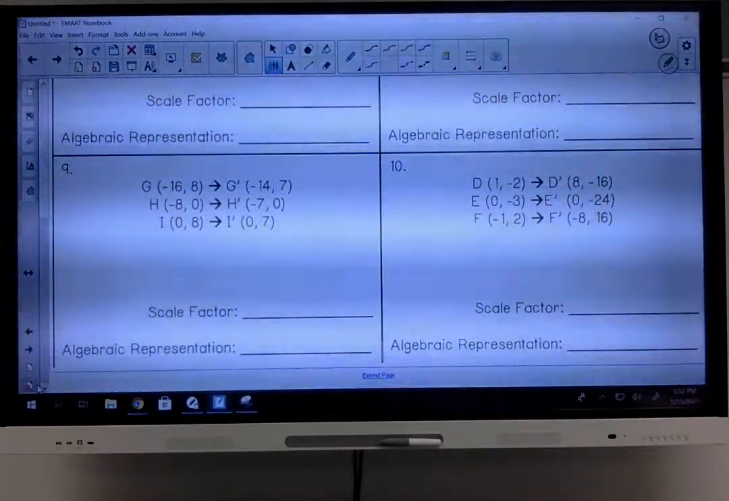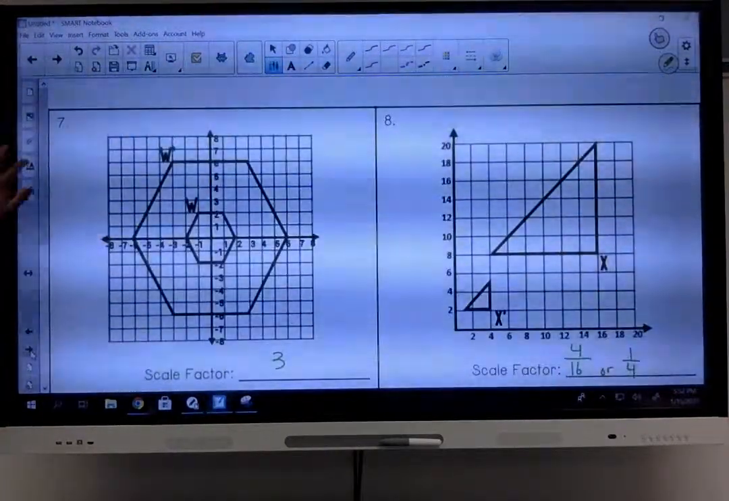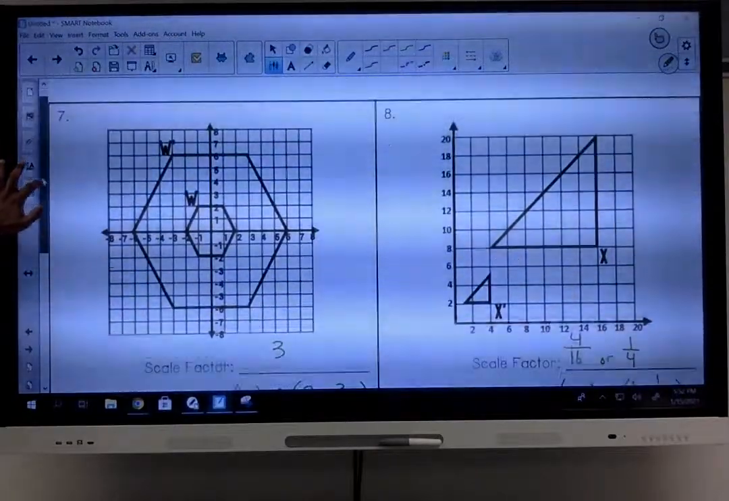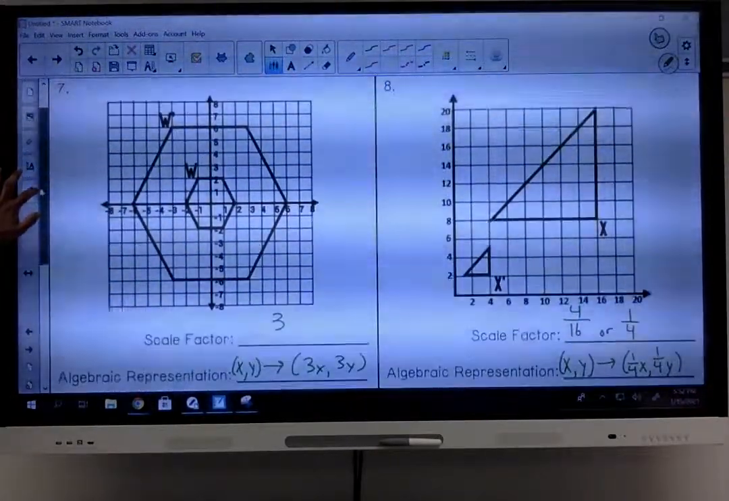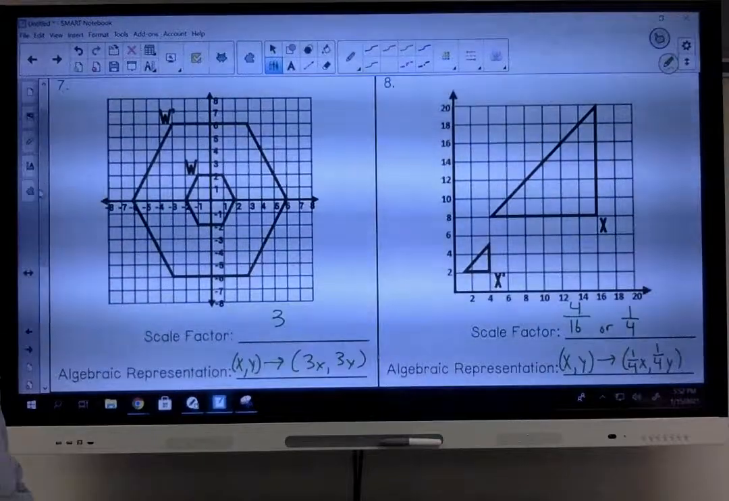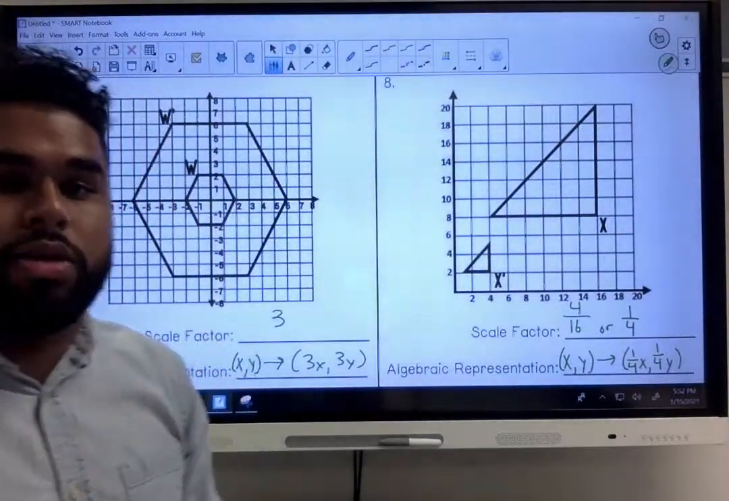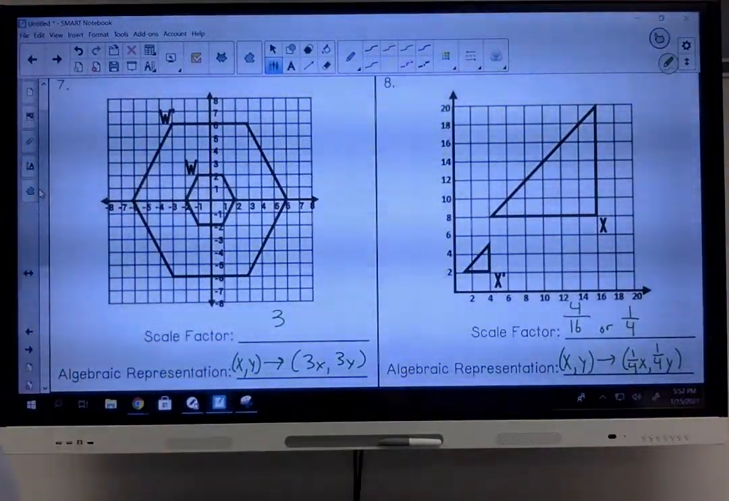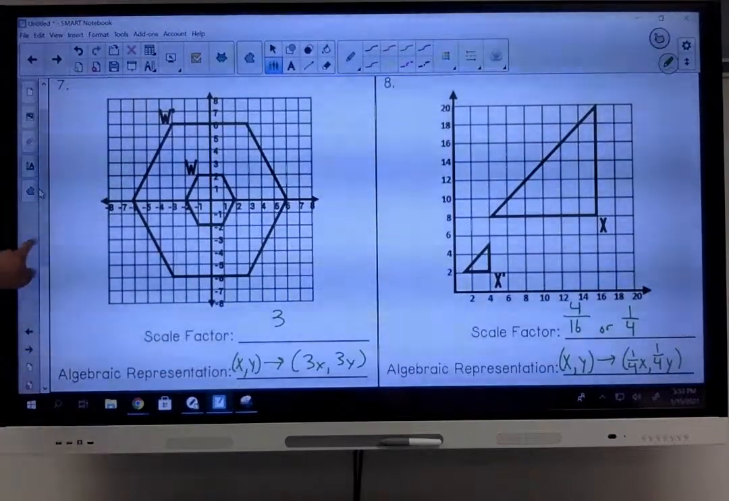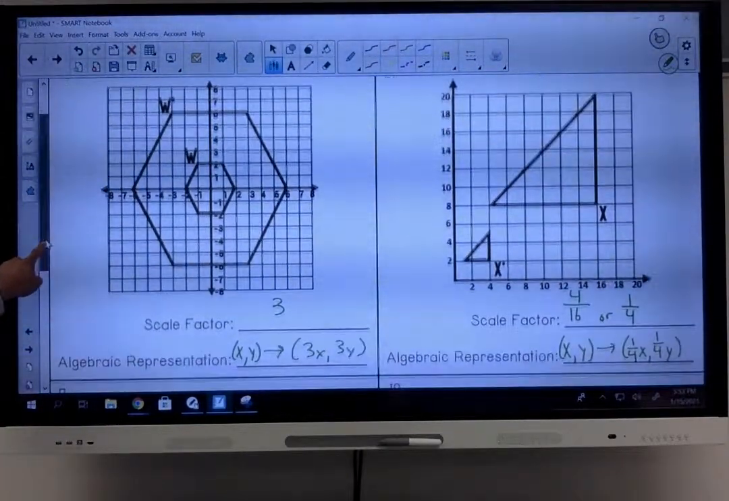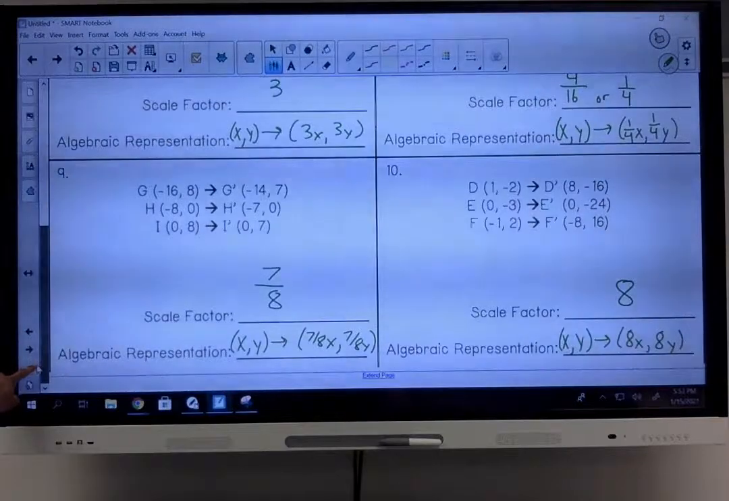The answers to these are found right here. So double check your work and check if you got the correct answers. Message me if you have any questions on if you got an answer incorrect and you want to know why. So here's 7 and 8. And scroll down. Here are questions 9 and 10.